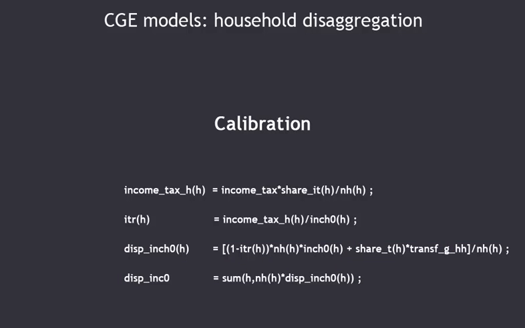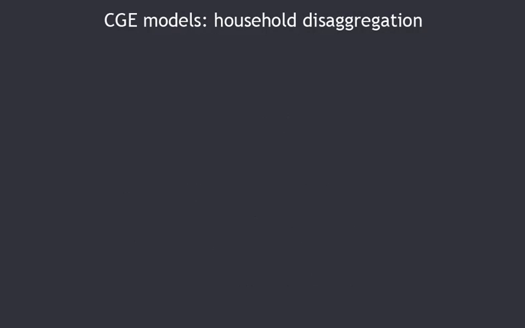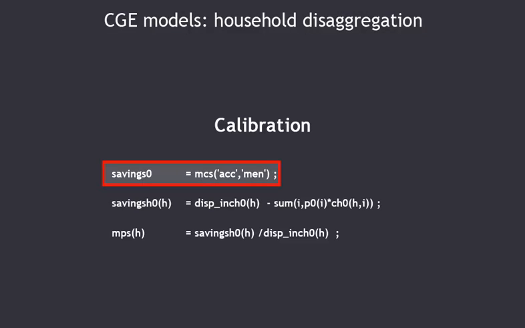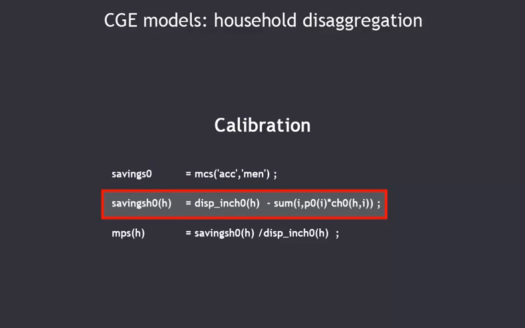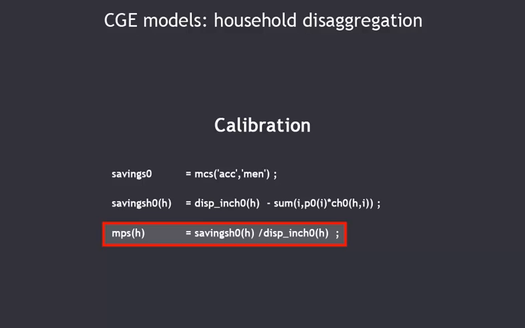The parameter share_IT defined over H is the share of direct taxes paid by households of type H, and the parameter share_T defined over H is the share of government transfers to households going to households of type H. With regard to savings, the total savings of households is calibrated on the data entered in the social accounting matrix. The saving of a household of type H is its disposable income minus its final consumption. Last, the propensity to save of households of type H is deduced from this.